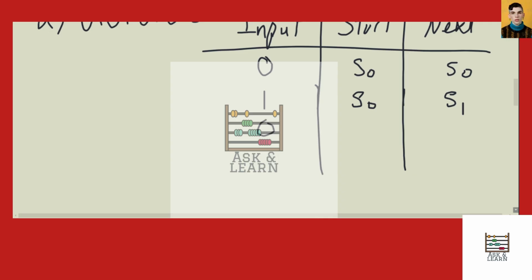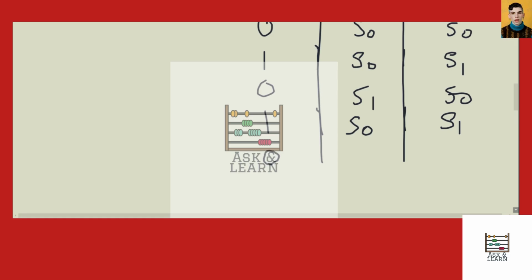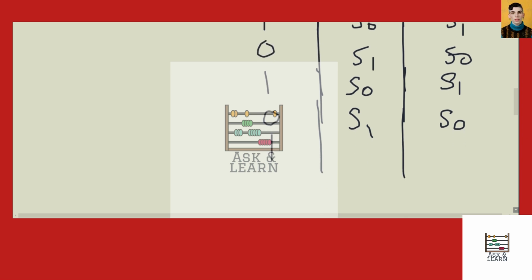The next input is a 0. The start state is S1, so the next state is S0. The next input is a 1. The start state is S0, so the next state is S1. The next input is a 0. The start state is S1, so the next state is S0. The next input is a 1. The start state is S0, so the next state is S1.